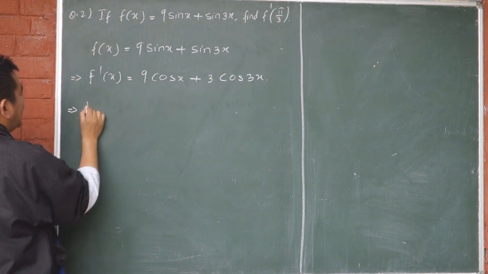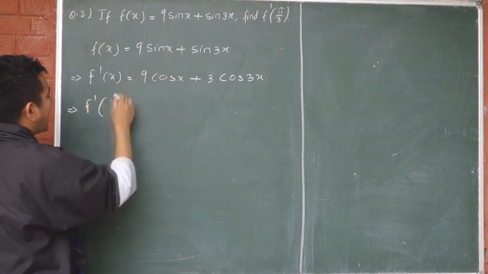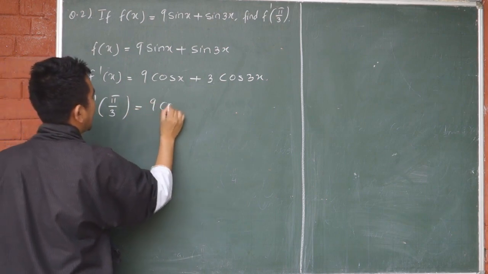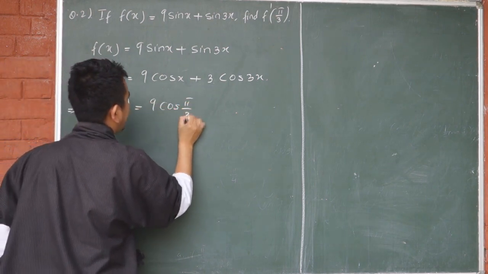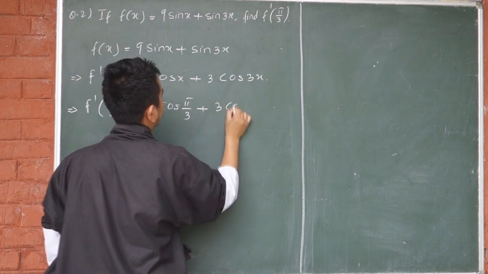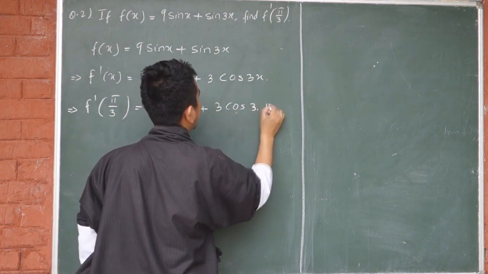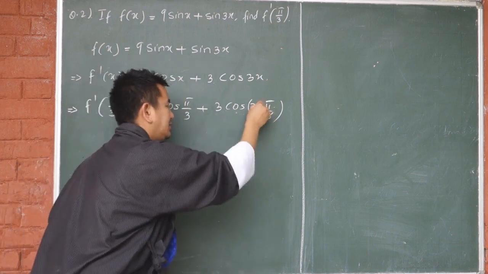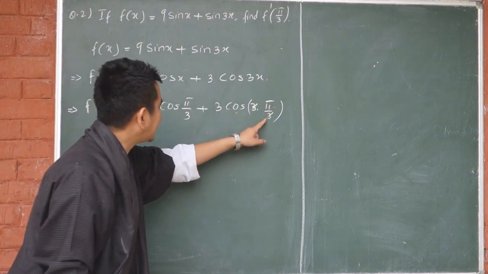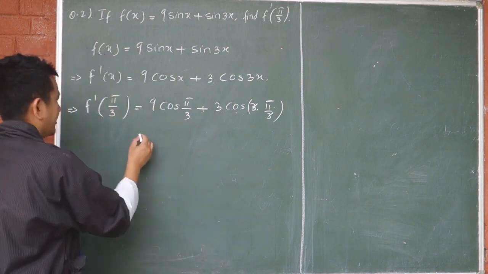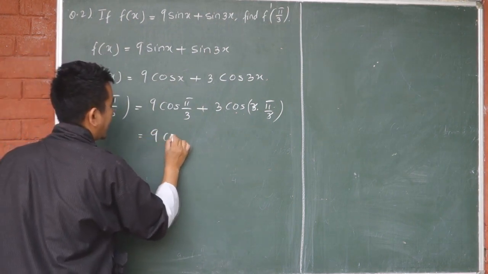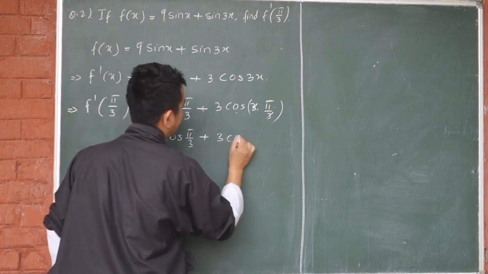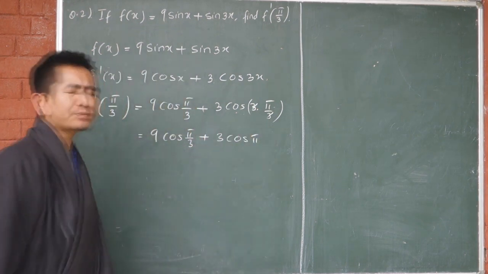Please keep the input value. What's the input value we have? Pi by 3. So substitute here: 9 cos pi by 3 plus 3 cos 3 times pi by 3. Is that okay? Definitely this 3 and this 3 will get cancelled. Do not cancel this 3 and this 3. Now we have 9 cos pi by 3 plus 3 cos pi.